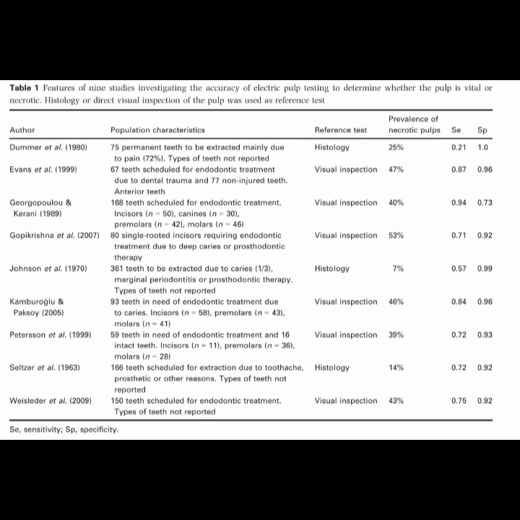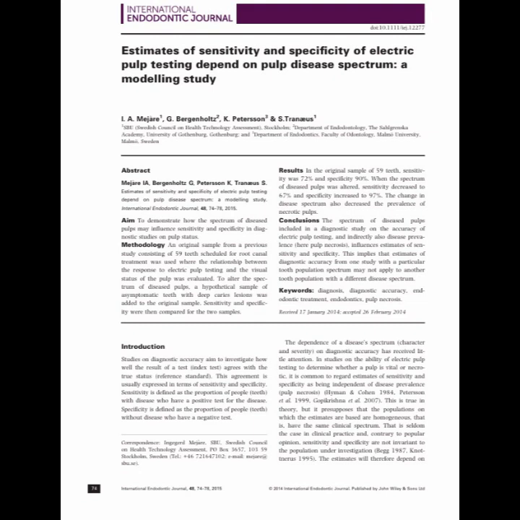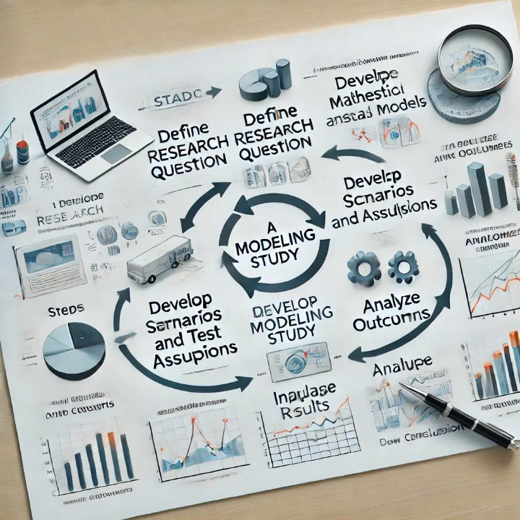The authors argued that diagnostic accuracy estimates, such as sensitivity and specificity, are often assumed to be independent of the patient population being studied. This article discusses a modeling study, which uses mathematical and statistical models to simulate real-world scenarios and predict outcomes based on specific assumptions. Instead of new experiments, researchers analyze existing data to explore how different factors affect results.